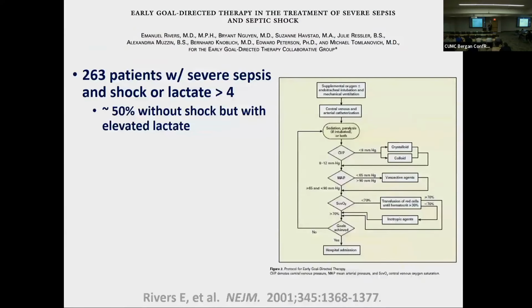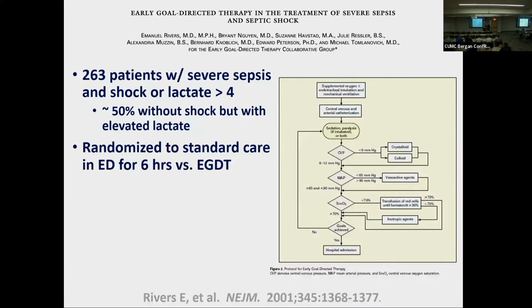Many of you may not be old enough to know this study, but this was sort of a breakthrough study in this area. Manny Rivers, early goal-directed therapy, in 2001 published in the New England Journal. They took patients, all of them at his hospital in Detroit, 260 of them, who either had to have shock or a lactate above four. And if you read the manuscript, over half of them actually didn't have shock. They just had a lactate above four as their septic shock criteria.